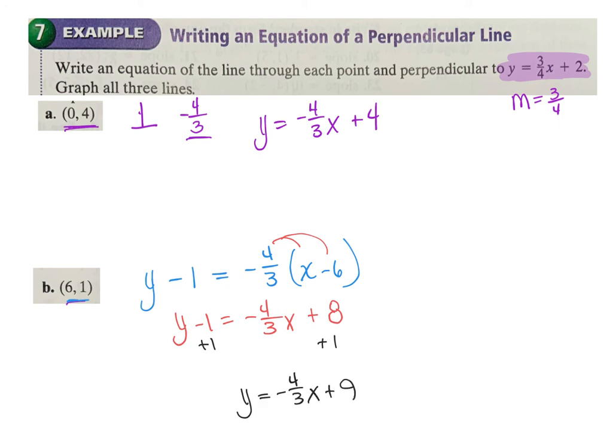So when they say perpendicular or parallel, the only thing that you need from the line that they gave you is the slope. And if it's perpendicular, you're going to do negative reciprocal. If it is parallel, you're just going to use that slope. Okay? So try one and we are done.